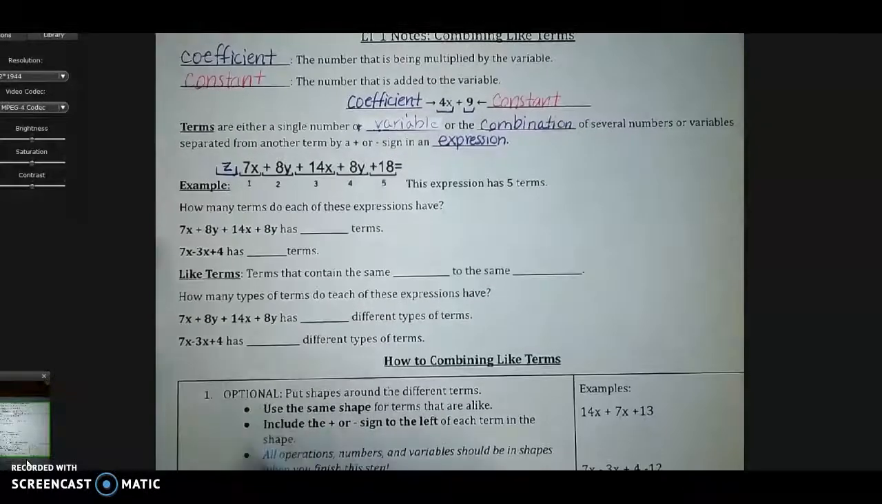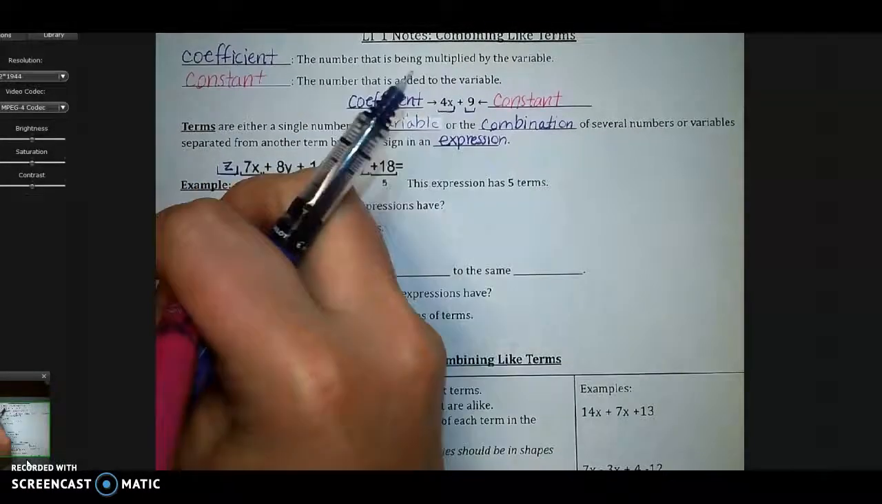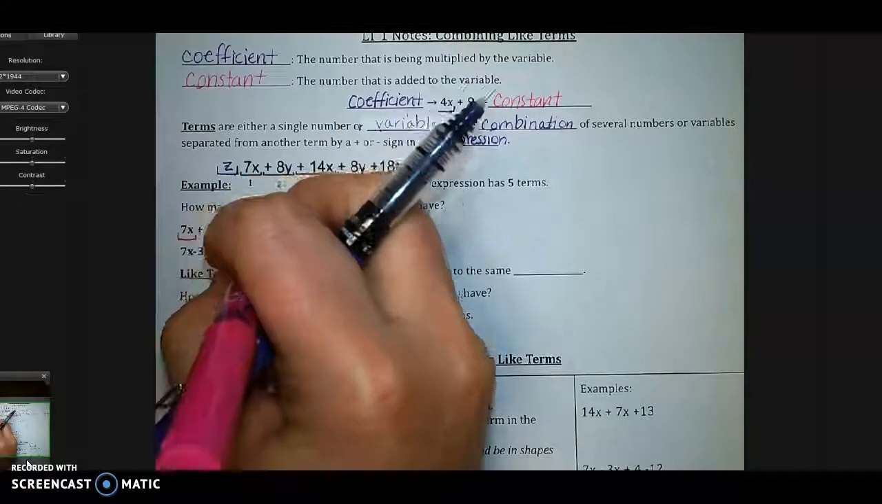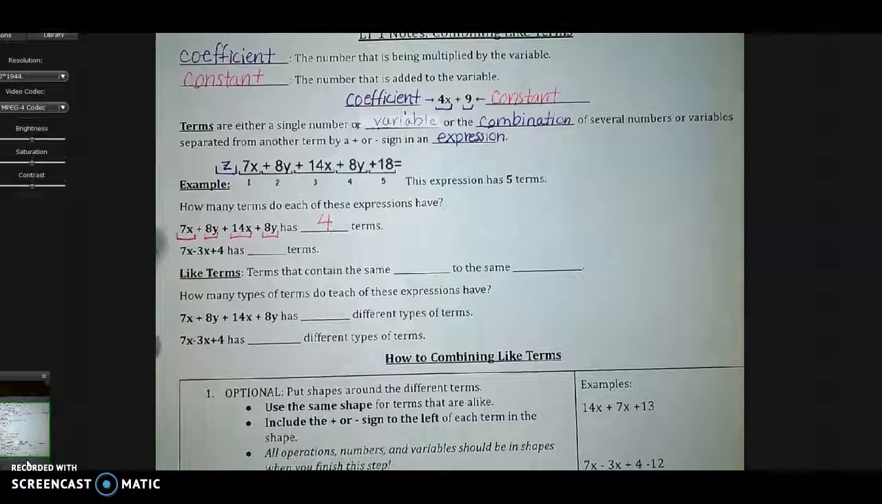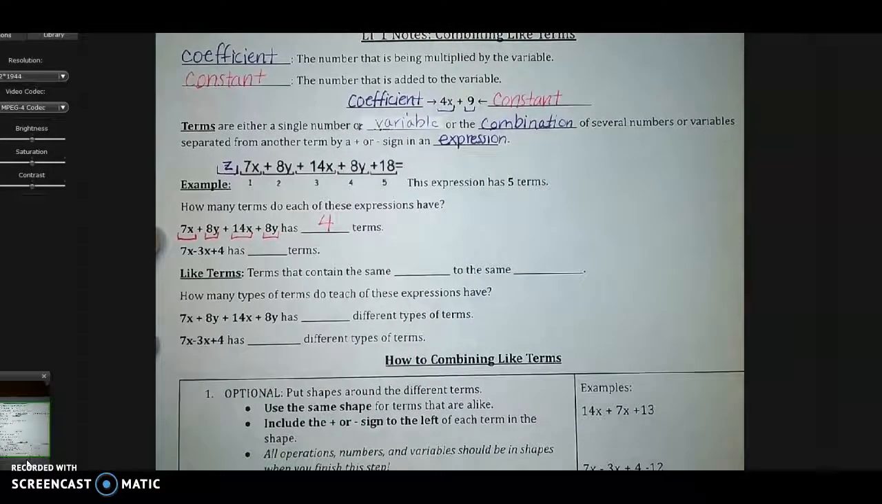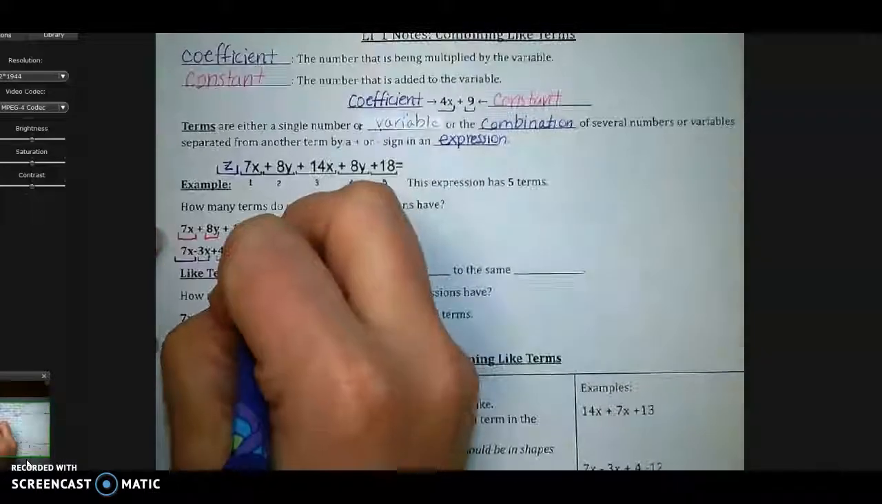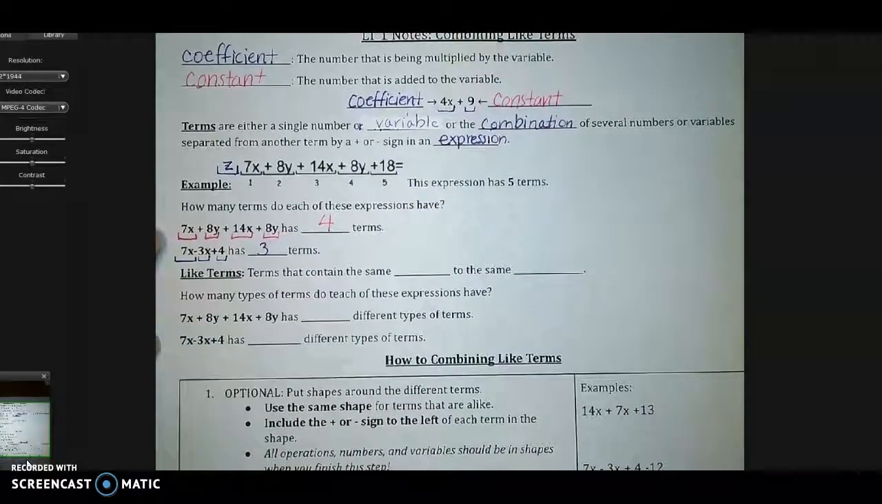So I found that here's 1, 2, 3, 4. So this one has 4 terms. And my next one down here has 1, 2, 3. So it has 3 terms.